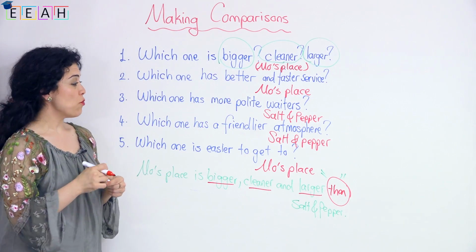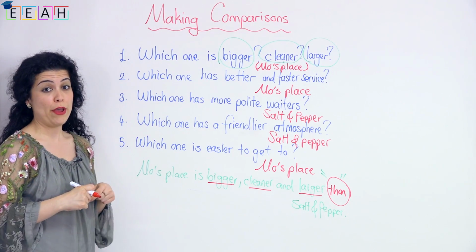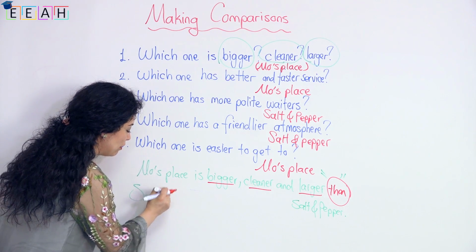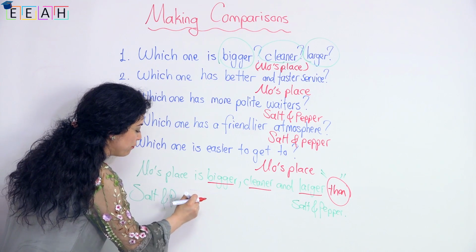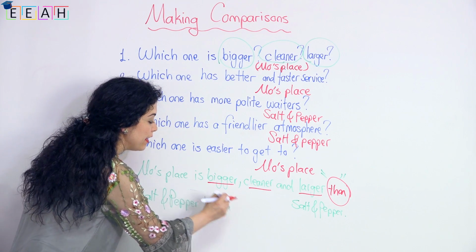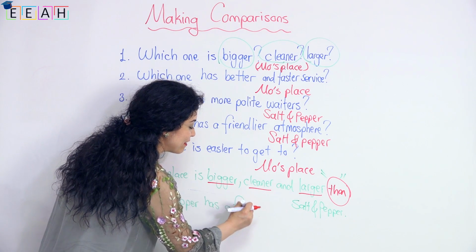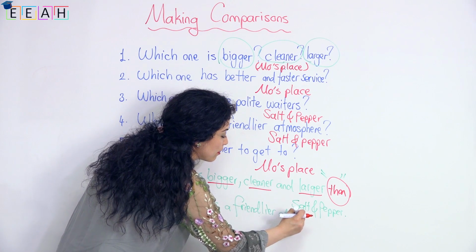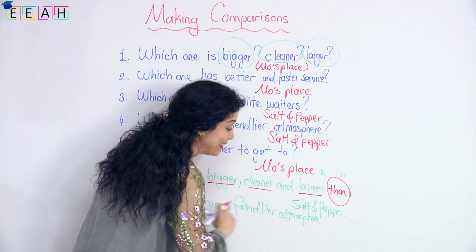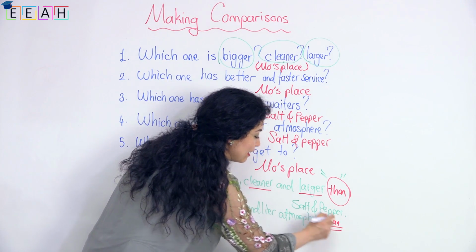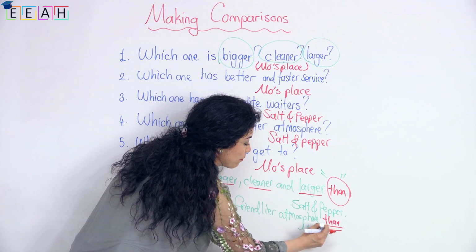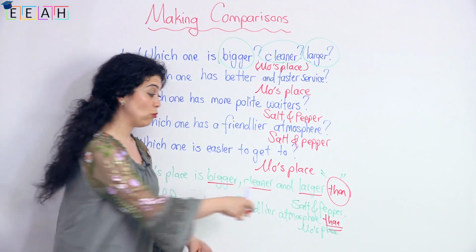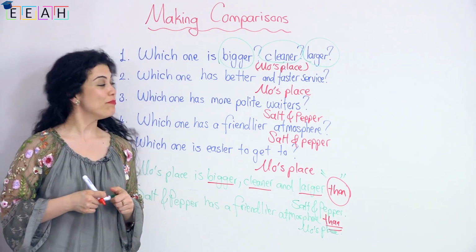Okay? If you're comparing the two things, you need this word, than. Yes. Let's try another one. Which one has a friendlier atmosphere? Salt and Pepper. I'm gonna write with this one. Salt and Pepper has a what? Friendlier, yes. Friendlier atmosphere than, we are comparing again, than Mo's Place. Okay, so don't forget, when you're comparing two things, you also need this word, than.